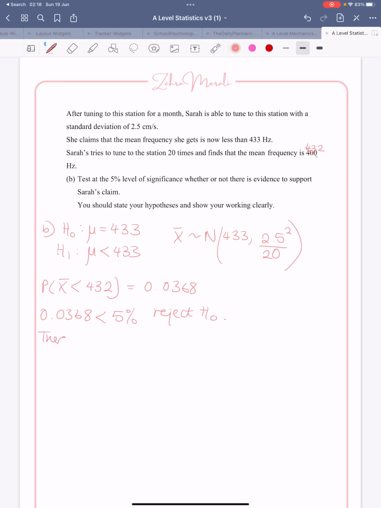And you say there is evidence to suggest Zahra is correct. And you probably should start by saying reject H0.